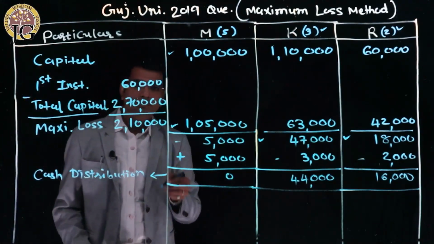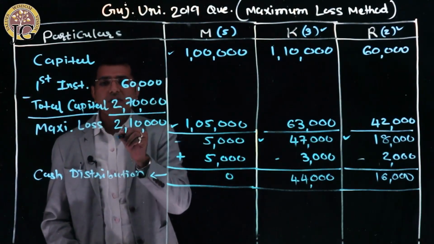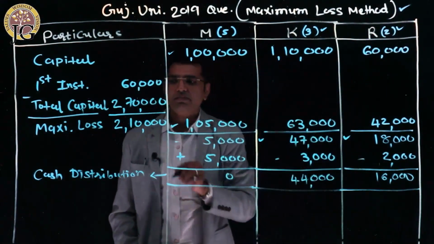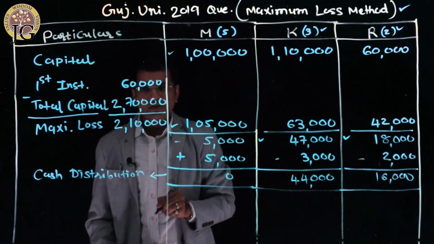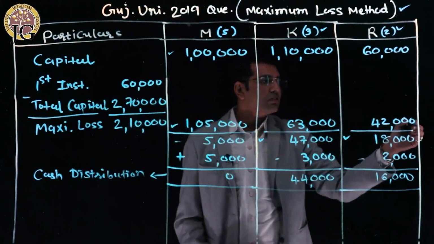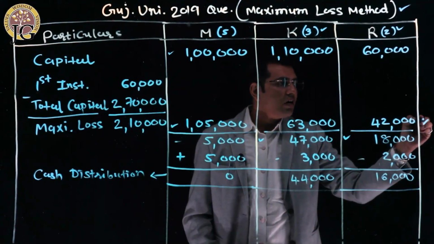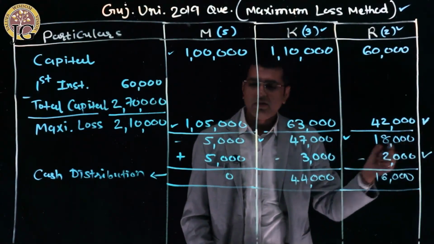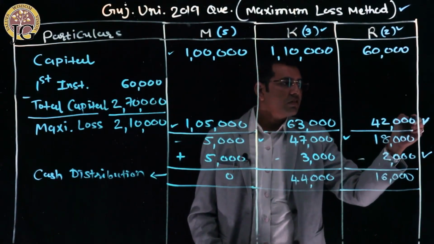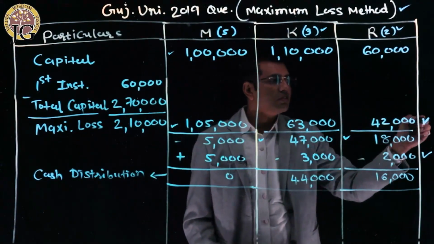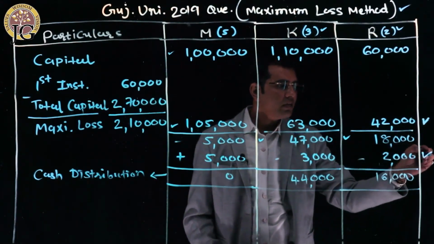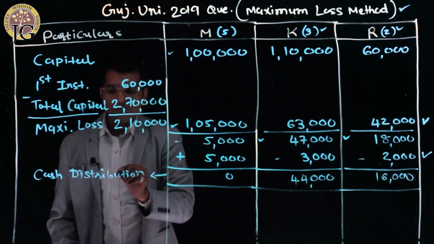Remember point number 4. We are using the maximum loss method. But our chapter is piecemeal distribution of cash. So I am actually distributing the cash, but my method is maximum loss. So this line is only a calculation for capital deficiency. But now we can ignore this maximum loss distribution line, and our ultimate goal is to distribute the cash.